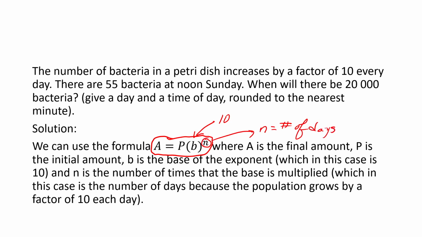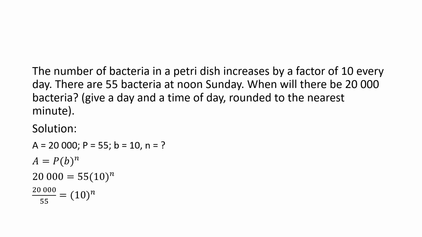Okay? So moving here to the next slide, we write out the equation as we've said. And we want to isolate n, and in a question like this, where n is in the exponent, that tells us we're going to eventually use logarithms. But the first thing we want to do is divide both sides by 55. So we've got 20,000 over 55 is equal to 10 to the exponent n.